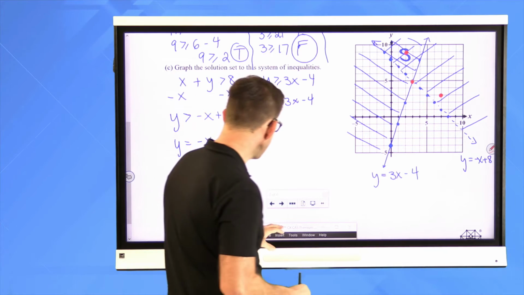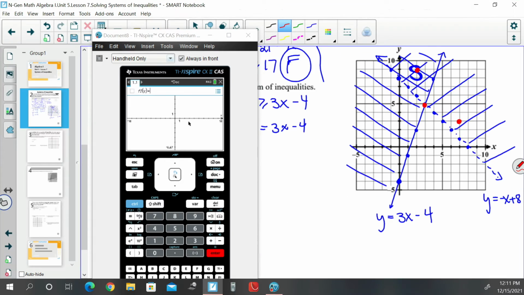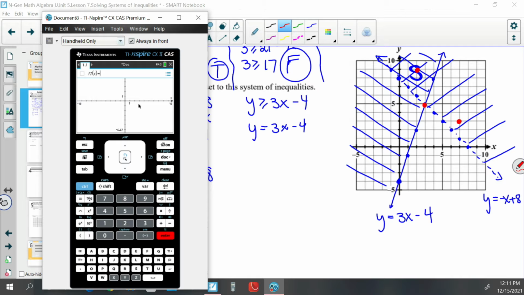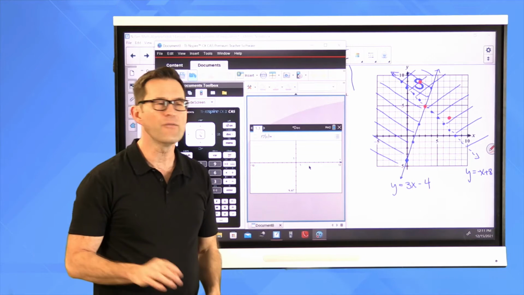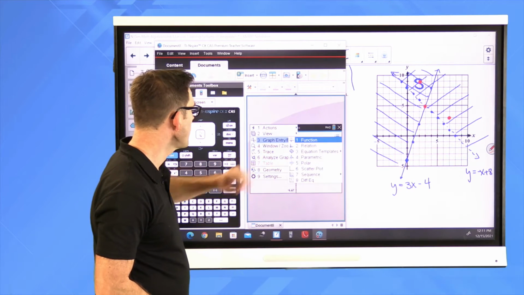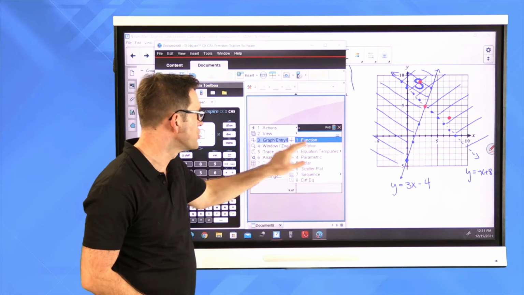In fact, let me bring out the TI Inspire right now, and I'm going to break out of my program here so we can look at this a little bit larger. And in fact, I'm going to bring it out so I have my side screen. Now, what's interesting about this is instead of putting in a function, I'm going to go to my menu, go to Graph, Entry, Edit, and instead of function, I'm going to put in what's called a relation.